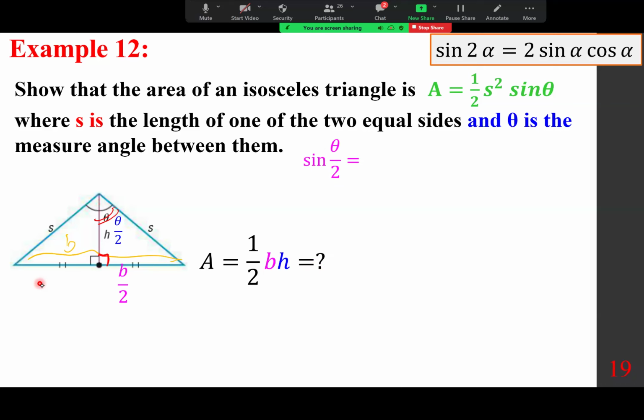Sine of theta over 2. What is the sine of this angle? Let me do this. I'm looking at this one, okay? Let's say the right half. The right half. So it becomes clear what we are dealing with. So this is the angle theta over 2. Sine of that is the opposite, which is b over 2, over the hypotenuse, which is s.